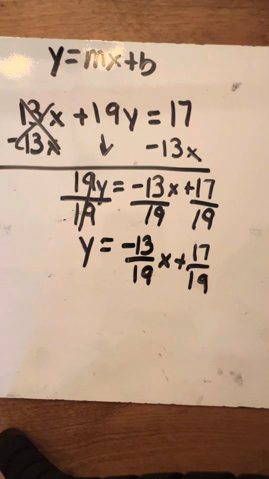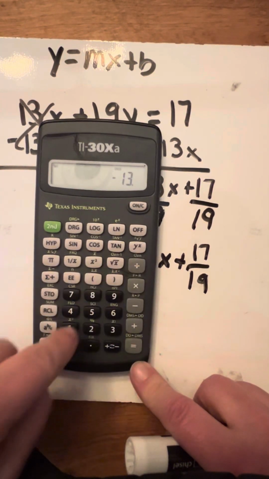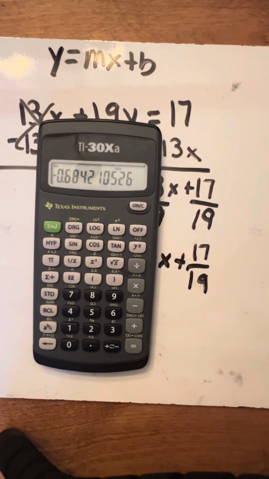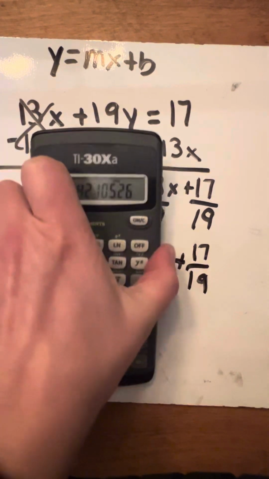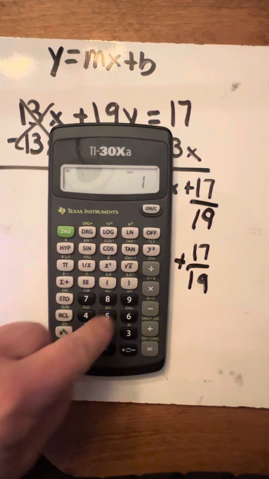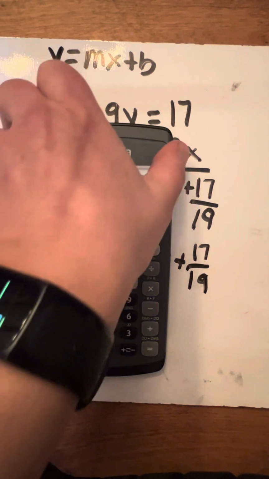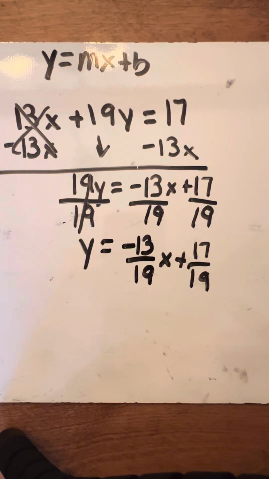If you needed to, what you could always do, obviously, is to take the negative 13 on a calculator and divide it by 19. If I did that real quick, just so you can see it, negative 13 divided by 19 gives you this terrible number: negative 0.684210526. I don't know that your teacher wants that. The same thing with 17 divided by 19. Again, these are just really ugly numbers. You get 0.894736842. So I would say leave it like this. That's your final answer, and that puts it in slope-intercept form.